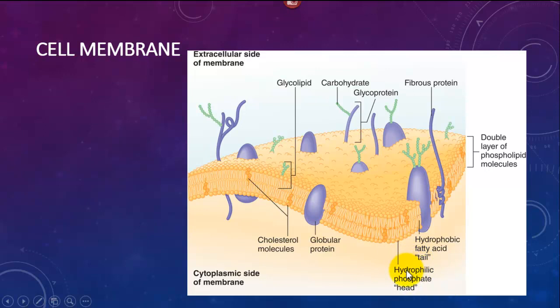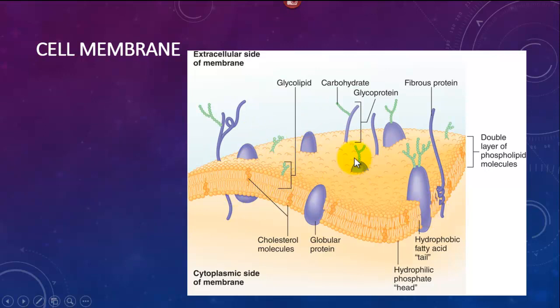This means that the heads are soluble in water and the tails are not. Fatty acids are not soluble in water. If you cover a pan with fat and then put water on top, the water beads up. So that structure, and then all of these things you see sticking up, these are proteins and channels and things like that.